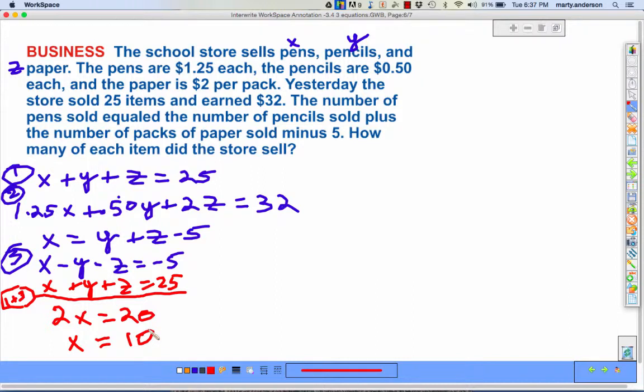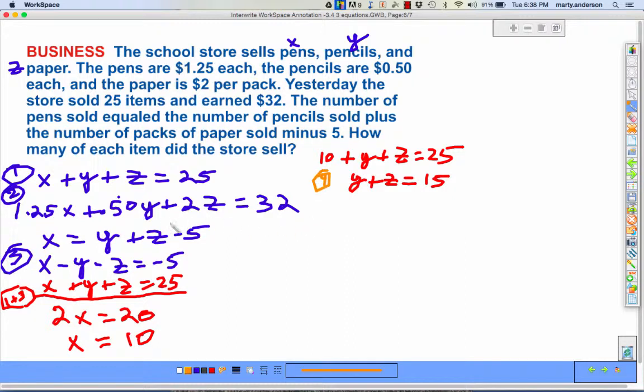10 pens were sold. Next, we can put the 10 up into my equation for number 1 and 2, because I did 1 and 3, so I can plug it into both of them, and then I'll be able to solve for the other one. So I'm going to put it into equation number 1. So I have a new equation that'll say 10 plus Y plus Z equals 25, which will be Y plus Z equals 15. So there's my equation number 4, so to speak.